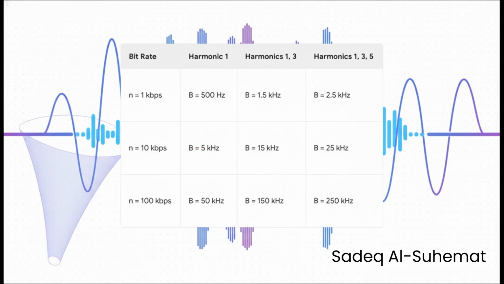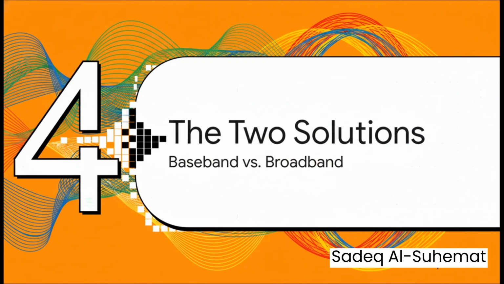And honestly, this table just sums it all up perfectly. As you go across the rows, you see it plain as day. If you want a more accurate signal by adding more harmonics, you need more bandwidth. And then if you look down the columns, you see that if you want to send data faster, if you want to crank up that bit rate, you also need more bandwidth. It is the fundamental trade-off of all digital communication. So engineers are always up against this challenge.